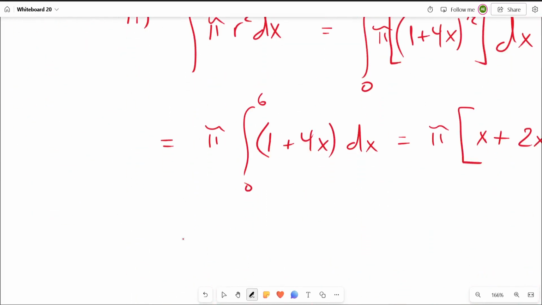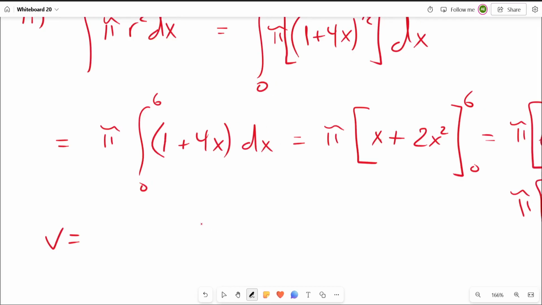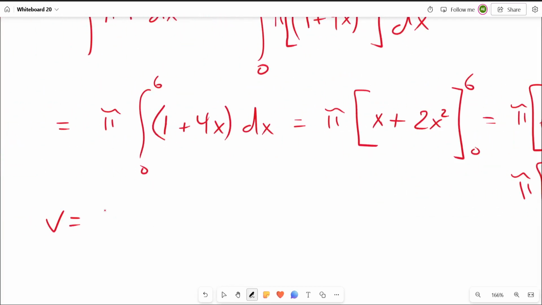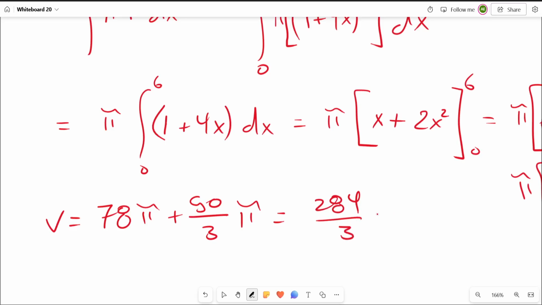Okay? So now my final volume is going to be these two volumes added together: 78 pi plus 50/3 pi. And that is going to give you a final answer of 284/3 pi.